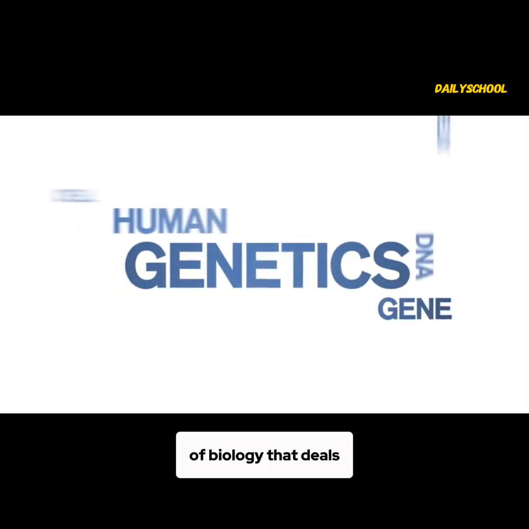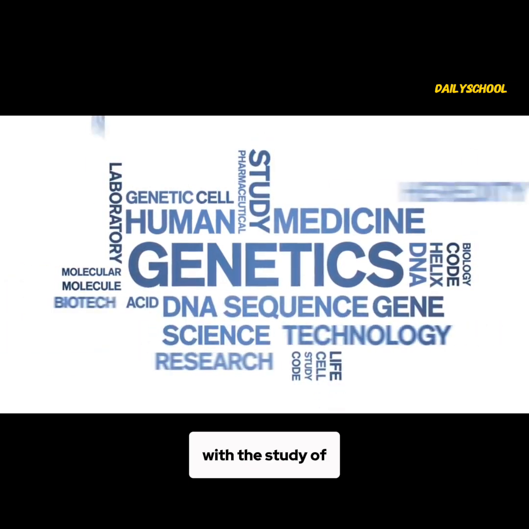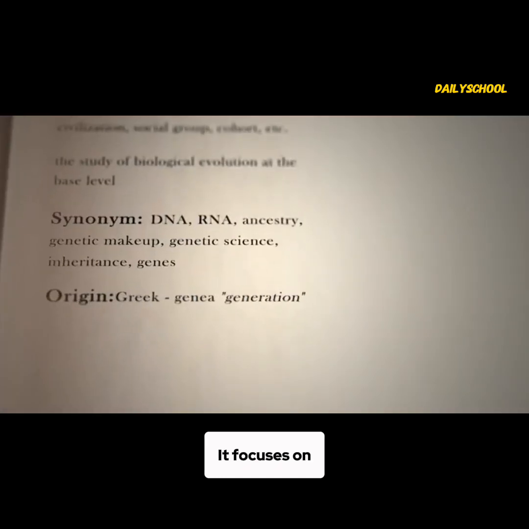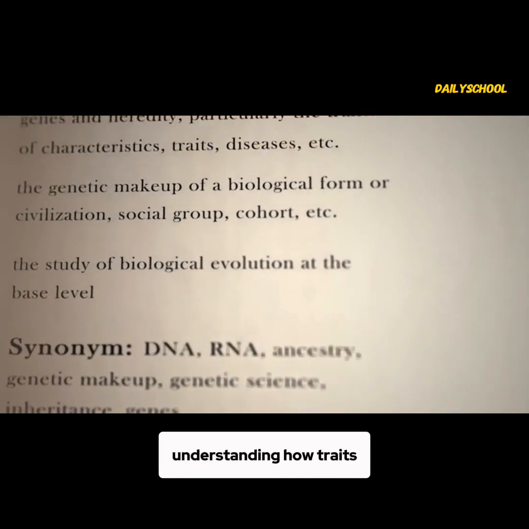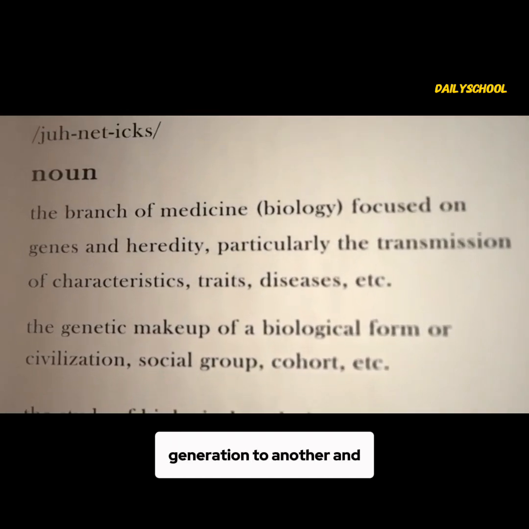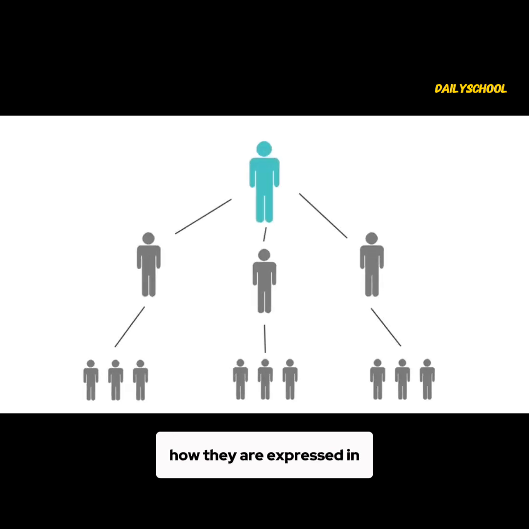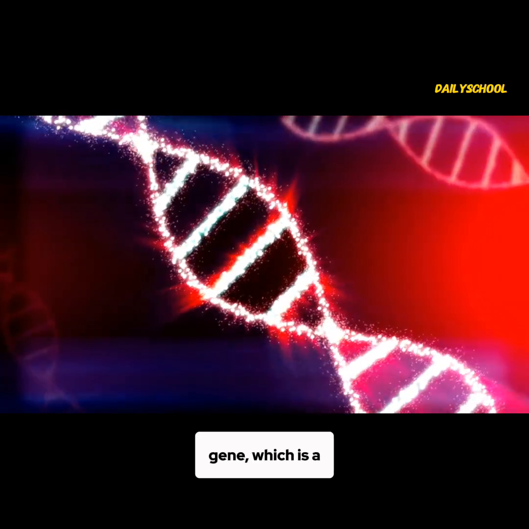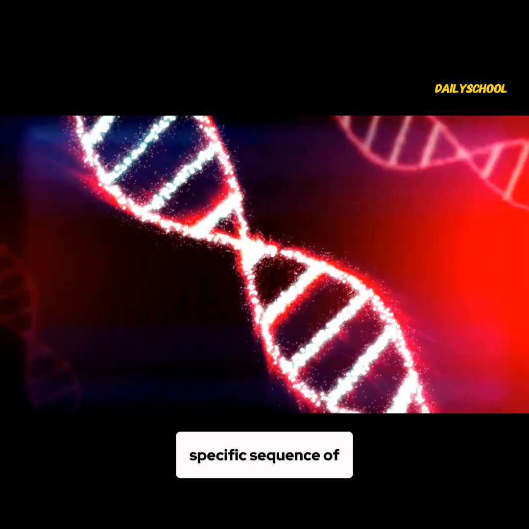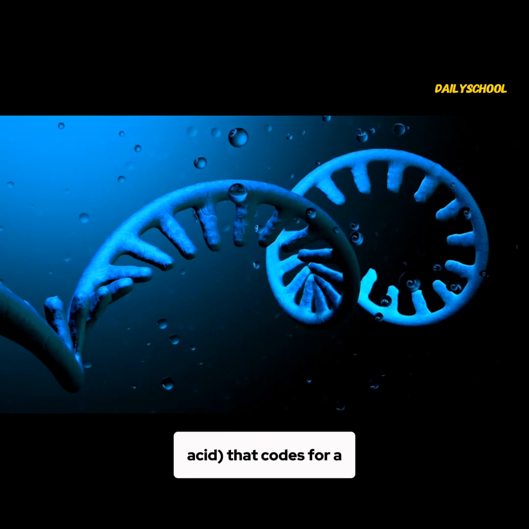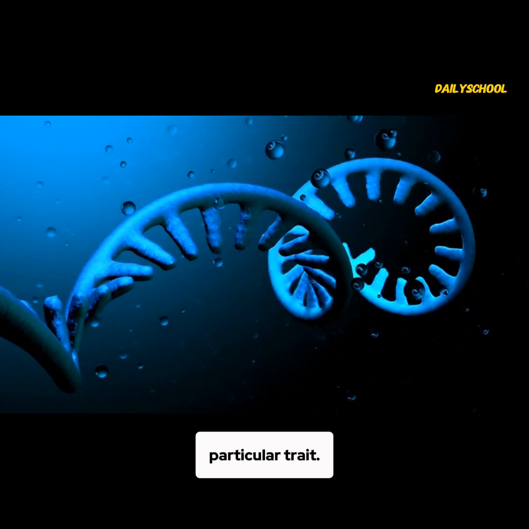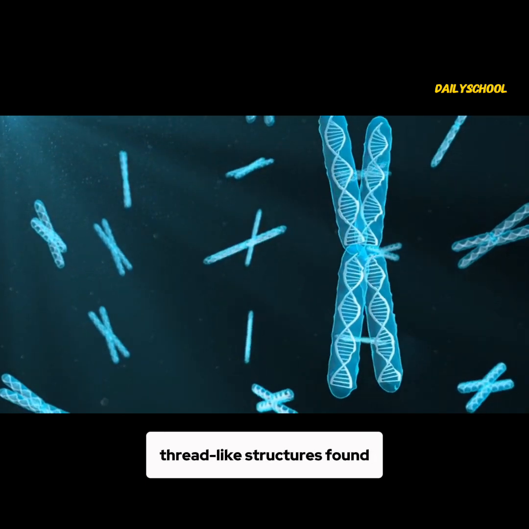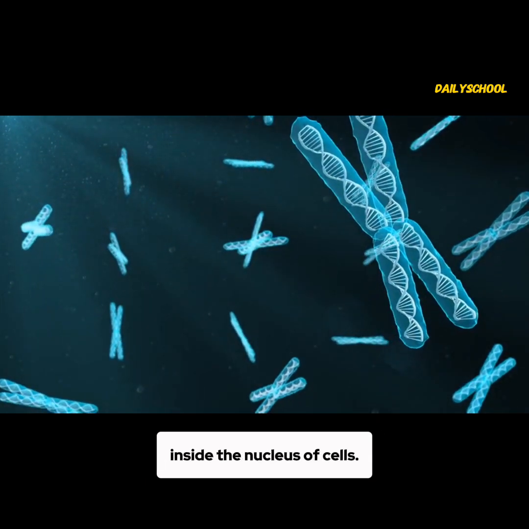Genetics is the branch of biology that deals with the study of inheritance and variation in living organisms. It focuses on understanding how traits are passed from one generation to another and how they are expressed in individual organisms. The fundamental unit of heredity is the gene, which is a specific sequence of DNA (deoxyribonucleic acid) that codes for a particular trait. Genes are located on chromosomes, which are thread-like structures found inside the nucleus of cells.